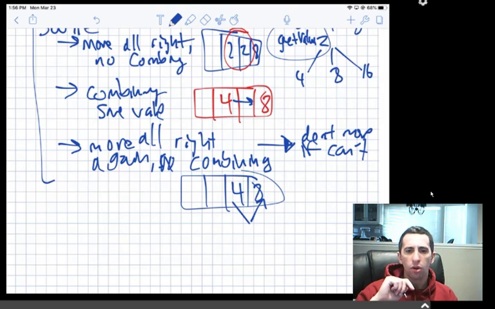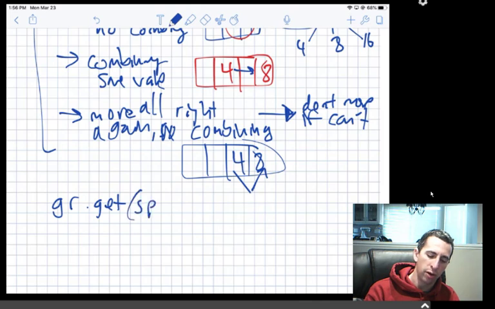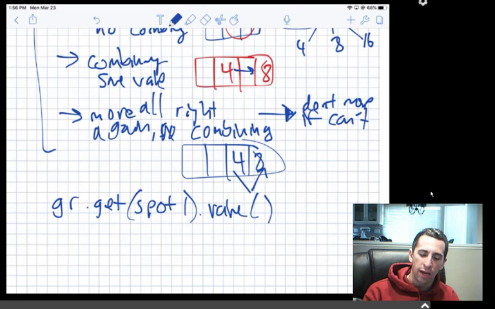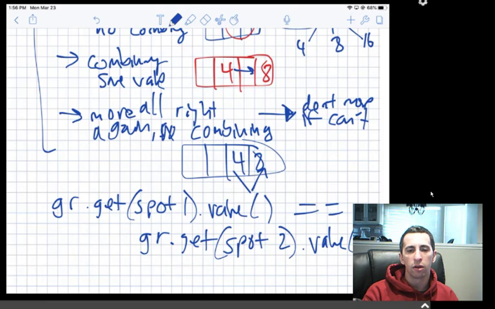Yeah, so do the get value. Yeah, do the get value. And when you have spots, you're saying like if ger.get spot 1, and then call dot value on that, and see if that equals ger.get spot 2, and then the value on that. Like that, I think, is the easy way. Okay. Yeah, I think that'll help.